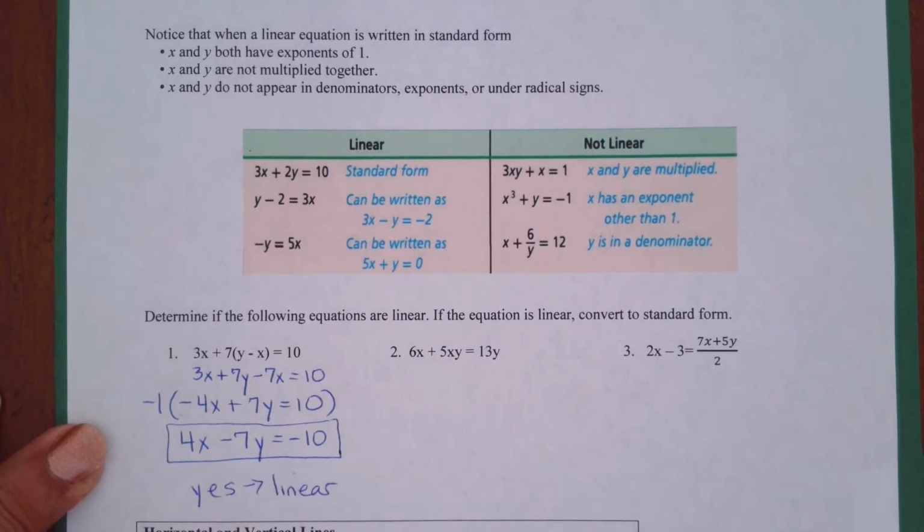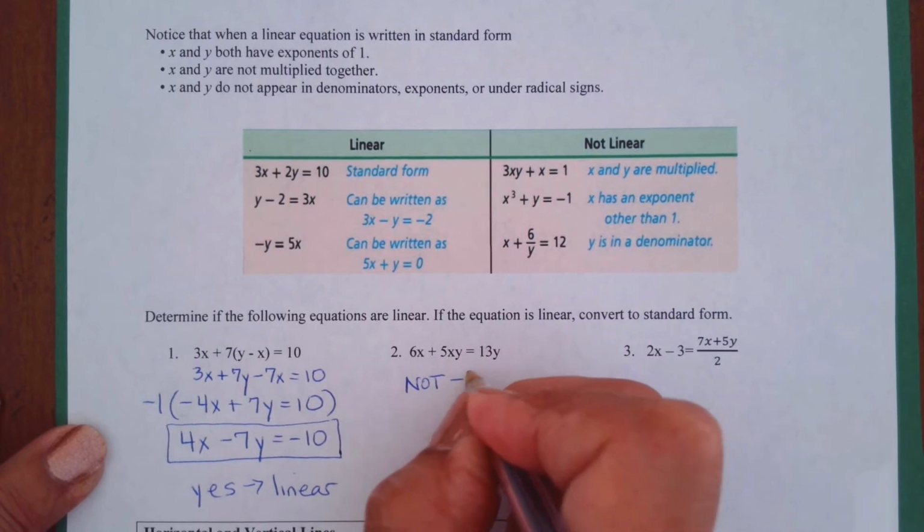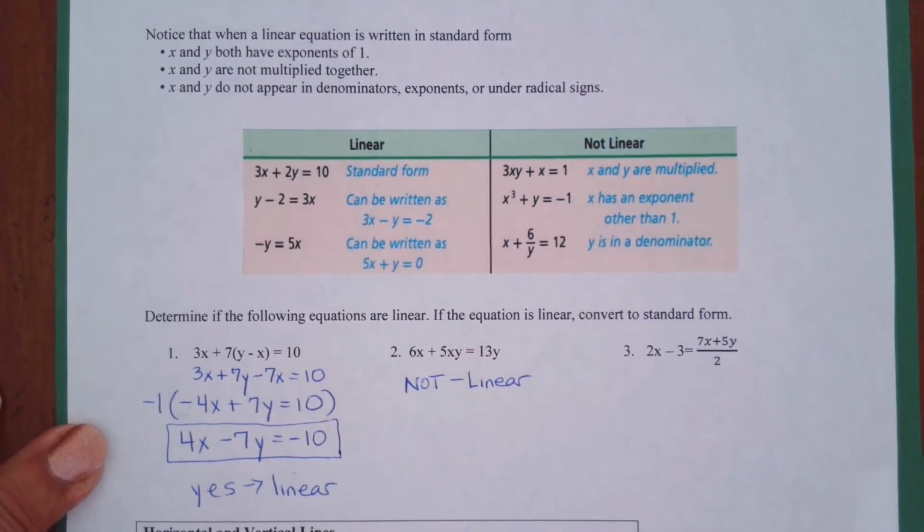All right. Number 2, I don't even have to do anything because I see this multiplication here of x and y. As soon as I see that x and y are multiplied together, I know that cannot be linear. So this is not linear. Okay? So I don't have to go any farther. There's no way to write that in standard form.